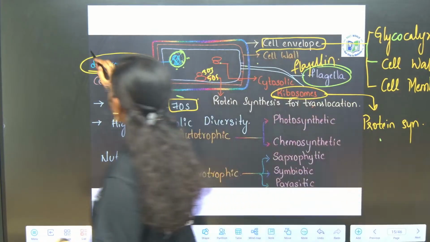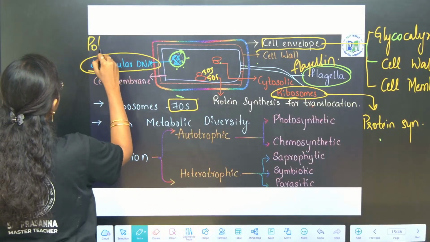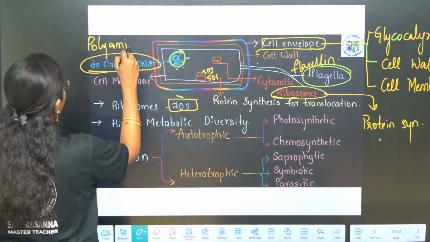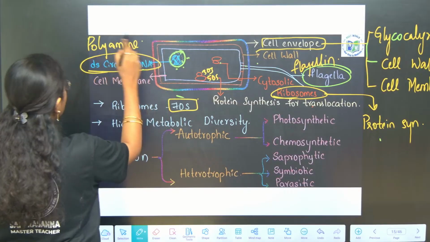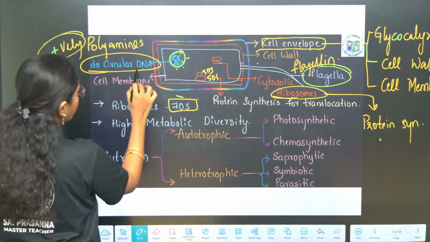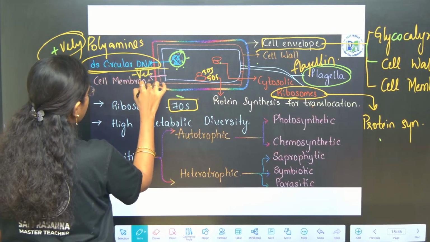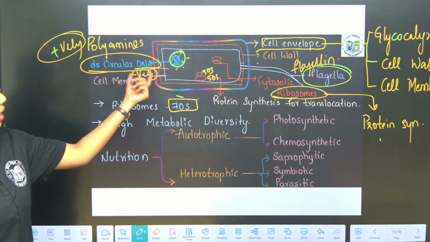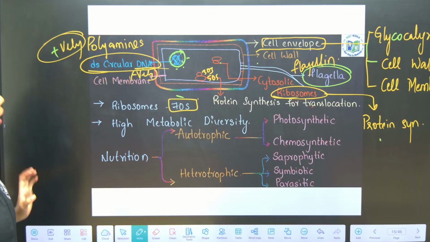Polyamines here are positively charged. Polyamines will hold the DNA at one location. Polyamines are positively charged, and as we all know, DNA is negatively charged. So the DNA is placed at one location as it is bound with polyamines.